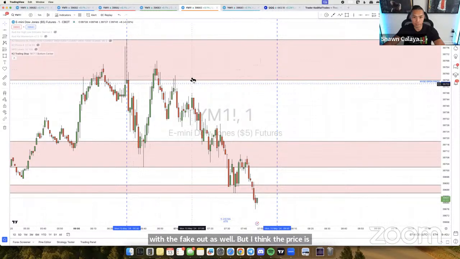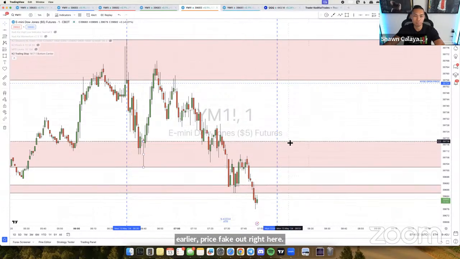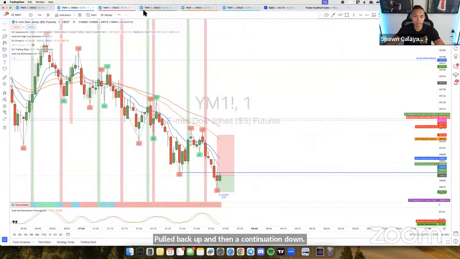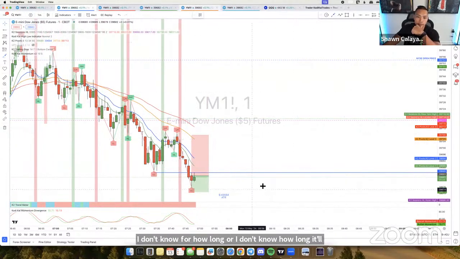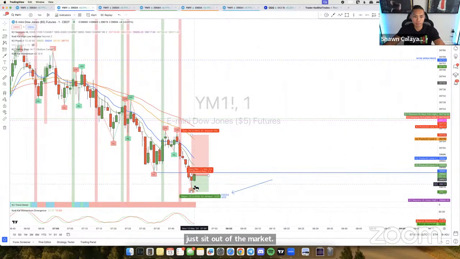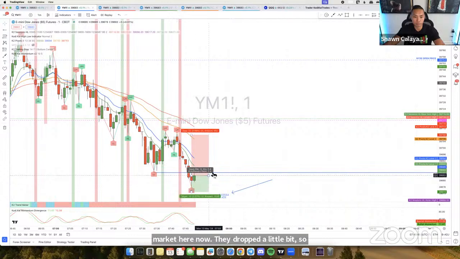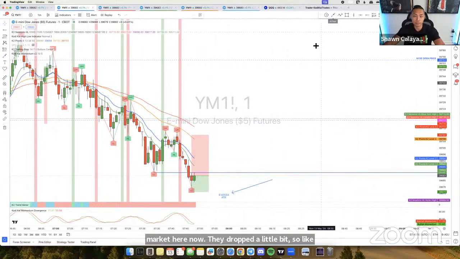So you can see we were in this big range earlier. Price faked out right here, pulled back up, and then a continuation down. So it'll probably keep dropping. I don't know for how long, or I don't know how long it'll take. The ATR is even lower right now. It's currently at 9 ATR. So that's another sign to maybe just sit out of the market. Because it looks like it's now trapping sellers in the market. It dropped a little bit to lure in the sellers. Now that the sellers are in the market, it's probably going to go sideways again for a little bit.